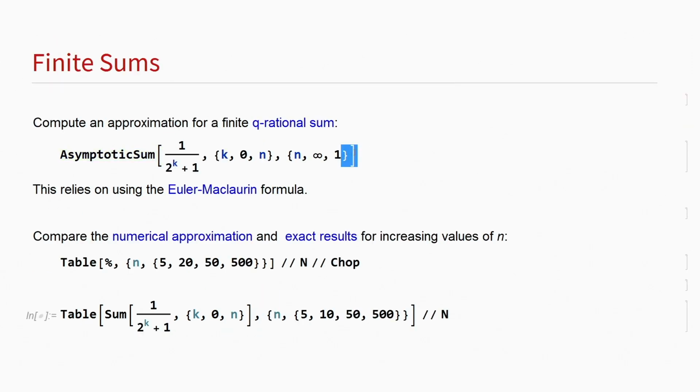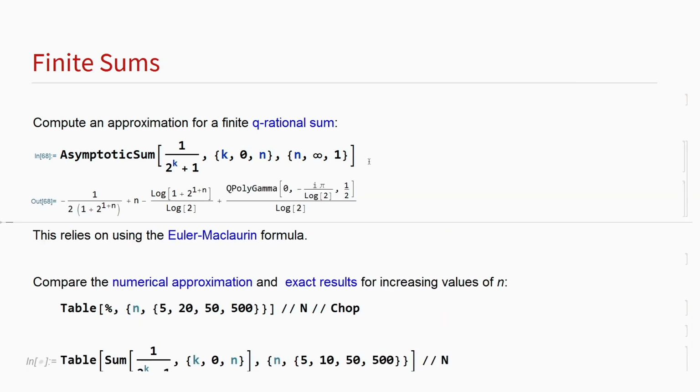Okay, slightly harder question. Here's the q-rational sum, 1 over 2 raised to k plus 1, and now we use the Euler-Maclaurin formula, which actually computes the integral as an approximation for the sum. The problem is that even Euler knew it, that there's one Euler gamma for every sum. And the Euler gamma for this sum is q-polygamma. So when you do asymptotics of sums, you need to invent one Euler gamma for every situation, and that's the one for this one.